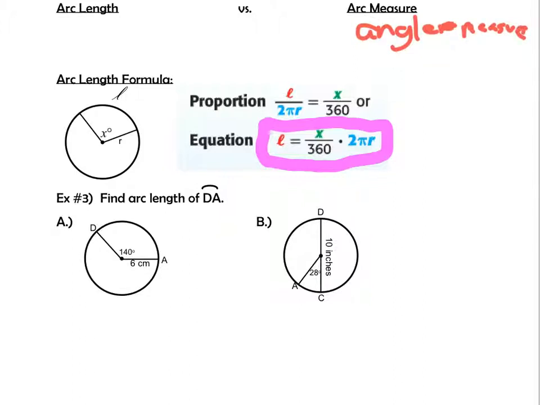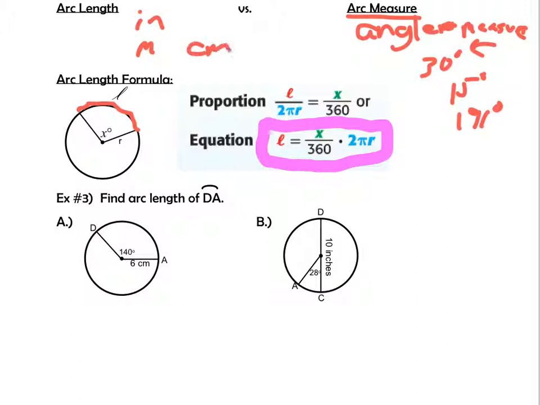When I ask you for an arc measure, your answer is always going to be like 30 degrees, or 15 degrees, or 191 degrees. The answers to arc measures are always going to be degrees with a little degree symbol. Arc length, well, it depends on the units you're dealing with, but arc length would be if this was a circular fountain in the front of a building. How far would I walk if I walked this portion of it? So for arc length, the answers would be in things like inches, or meters, or centimeters.